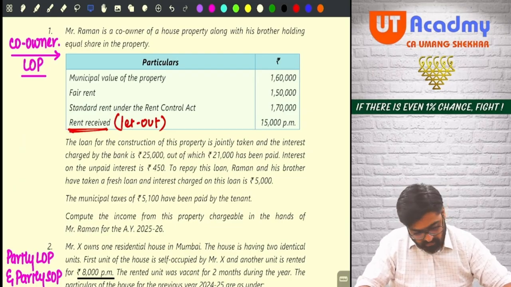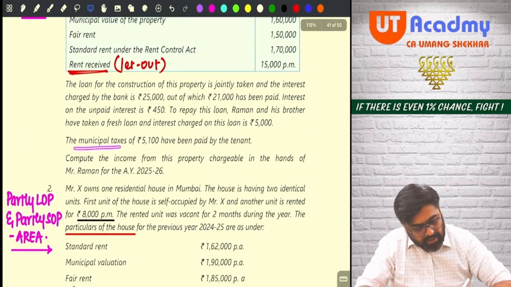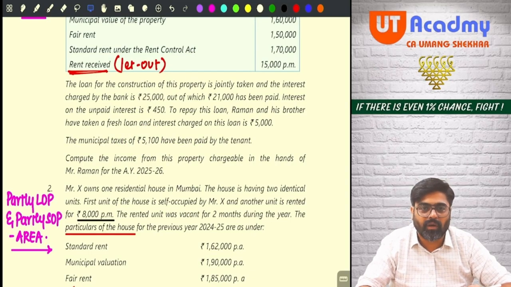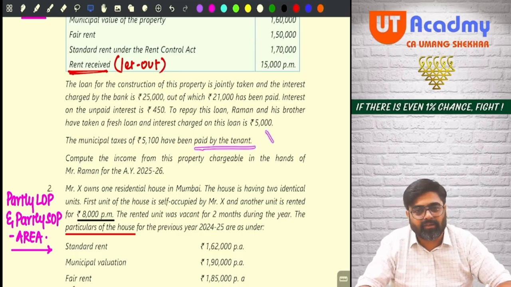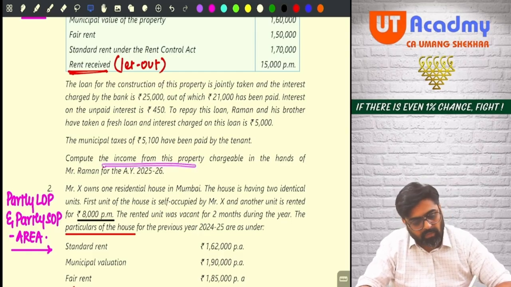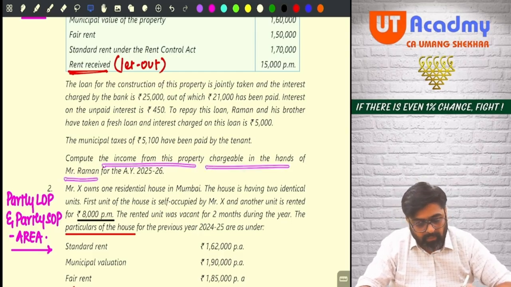Okay. Next one. Municipal taxes 5,100 paid. If they would have given this now, I would have taken this deduction. But it is paid by tenant. Hence, it will not be allowed as a deduction. Who has to pay this? Owner has to pay. Owners have not paid. Tenant has paid. It is not allowed as deduction. Getting my point? Now, compute the income from house property chargeable in the hands of Raman.